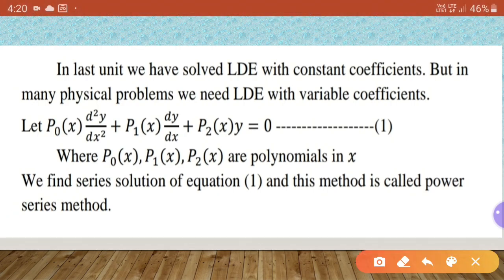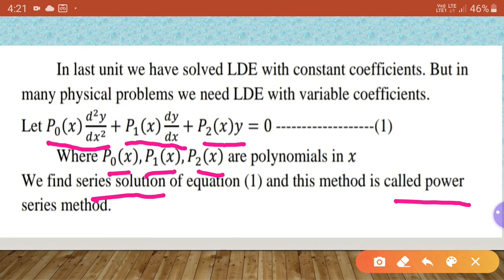So first, if p0(x) d2y/dx² plus p1(x) dy/dx plus p2(x) y is equal to 0, if this is a second order differential equation, where p0(x), p1(x) and p2(x) are polynomials in x, polynomial in x means it is in terms of power of x, then we find series solution, because for such type of differential equation we get only series solution, and that series solution is called the power series method.